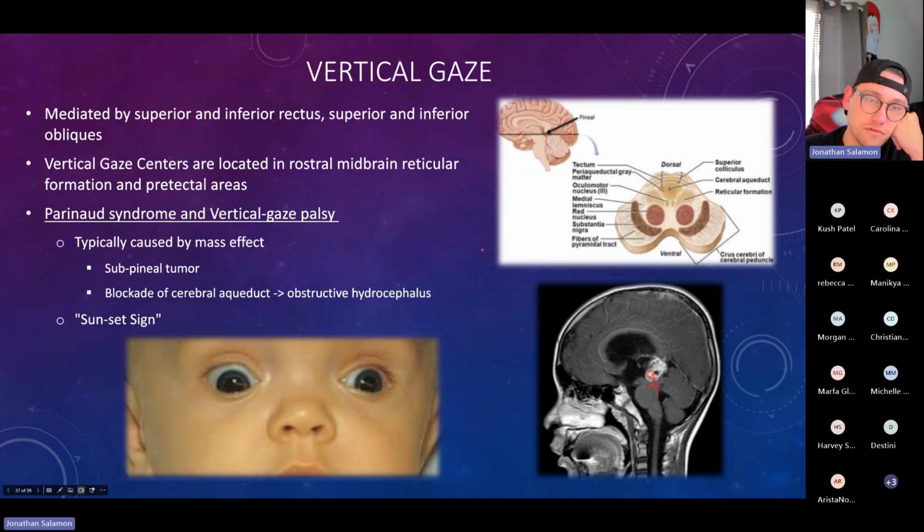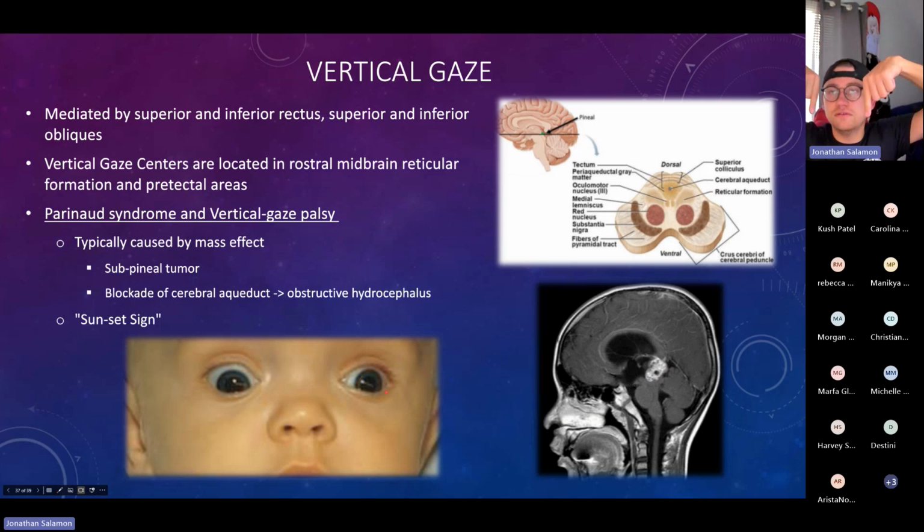It's located higher and in the back. So when you have a tumor of the pineal gland or a tumor below the pineal gland, it can press on this area. What usually happens is you have a pinealoma that blocks the cerebral aqueduct, which then leads to obstructive hydrocephalus, which then pushes on this. So you'll get increased ocular pressure and also this kind of vertical gaze palsy. They call it the sunset sign.